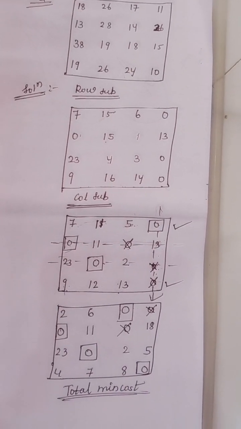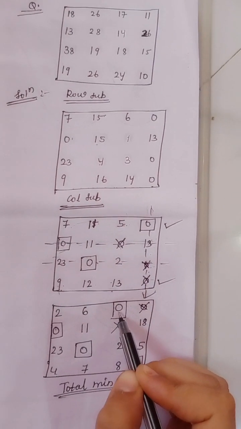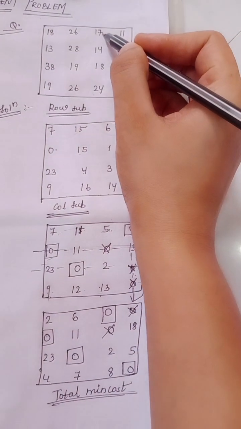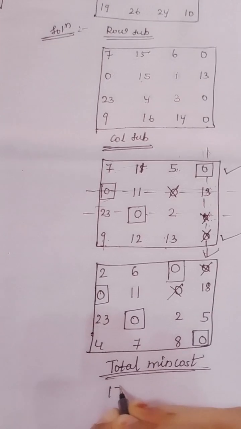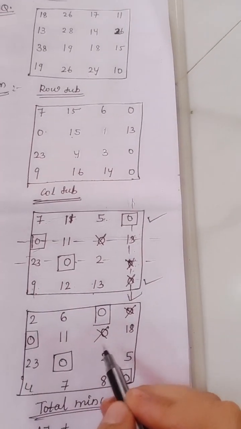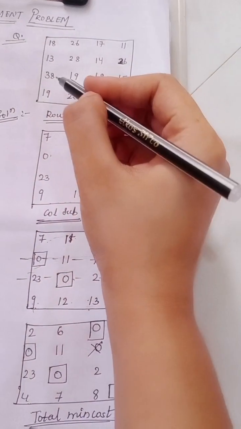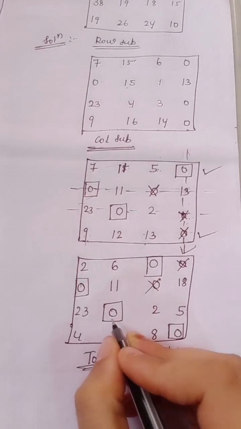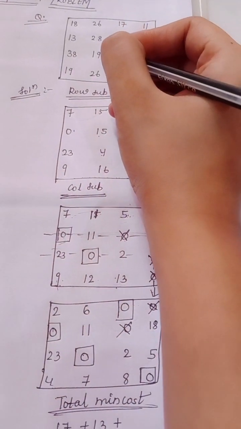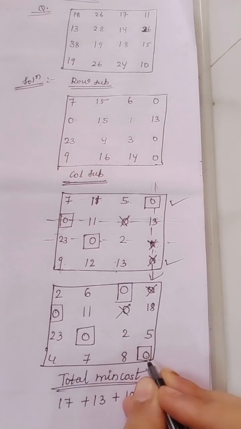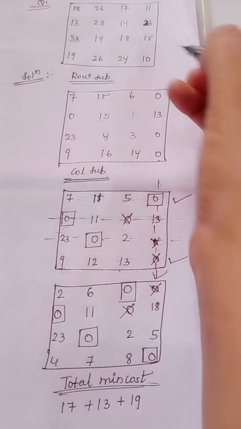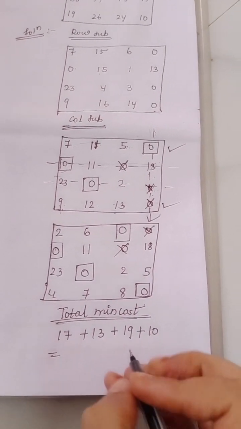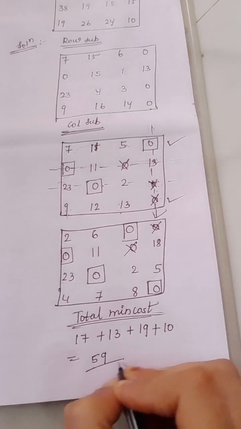So you know how to find the total minimum cost. Here 0 is in a rectangle. So what is the value? Here you have to see in the question. 17, will write here. 17 plus. Here this 0 is in a rectangle. The value in the question here is 13. Will write here 13. Here again 0. So the value in the question is 19. Here this 0 is in a rectangle. So here is 10. See, plus 10. So the answer is 17 plus 13 plus 19 plus 10, 59. The total minimum cost is 59.